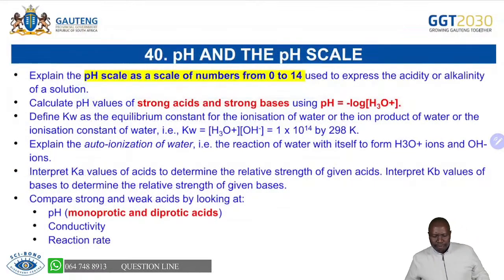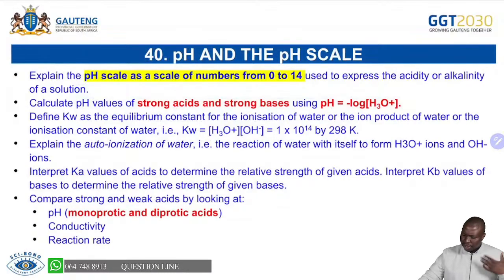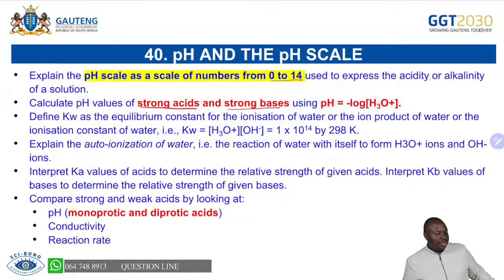Now, when it comes to pH, remember we are saying the pH scale is from 0 to 14, and we only calculate the pH of strong acids and strong bases. So we don't calculate the pH of weak acids and weak bases. So we won't be saying calculate the pH of phosphoric acid, for example, H3PO4 is a weak acid. So we won't ask you to calculate its pH.